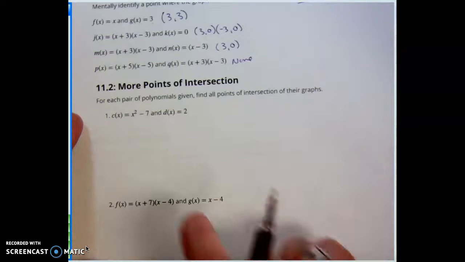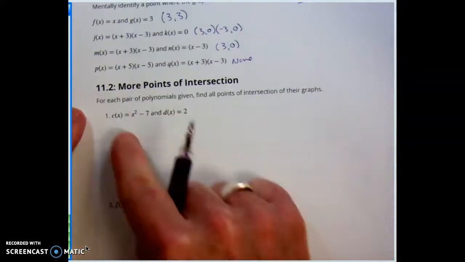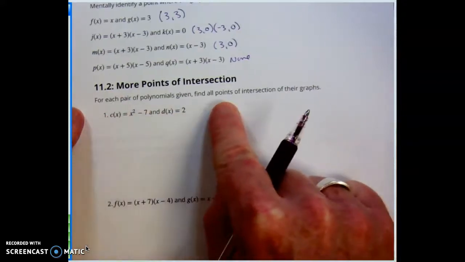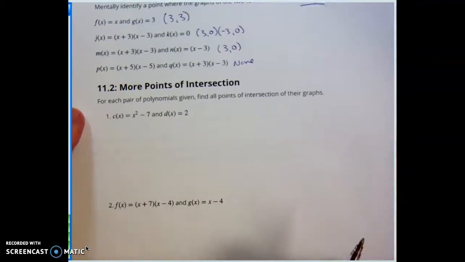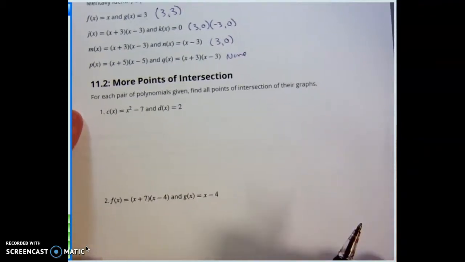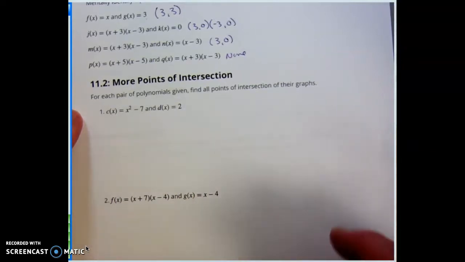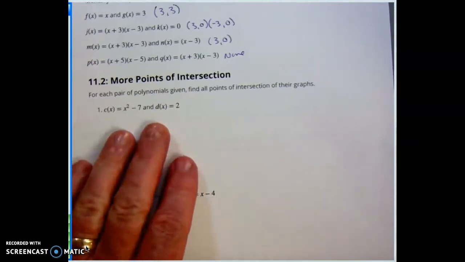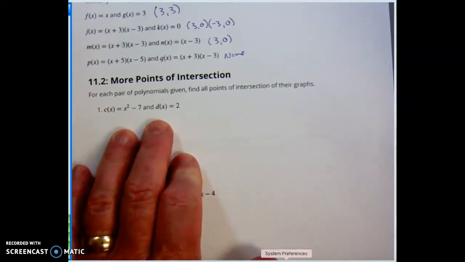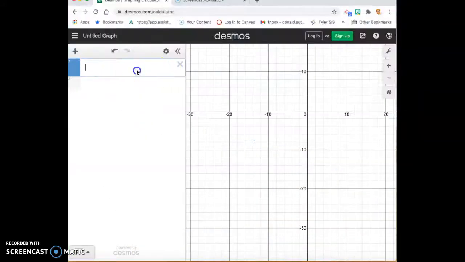All right, so activity 2, it says for each pair of polynomials given, find all the points of intersection of their graphs. Okay, so a couple ways I could do this. One, I could just graph them and use graphing software to help me out. So we're going to try that. So let me switch to graphing software.